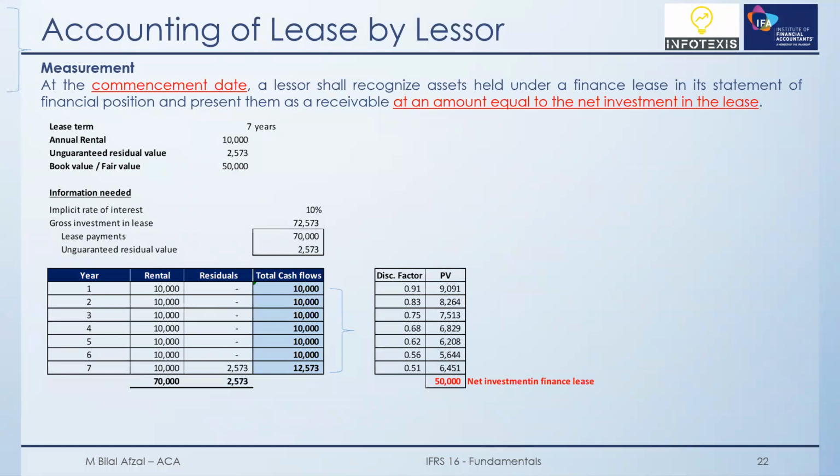So when we were doing accounting from the lessee point of view, what we did, we debited the right of use asset and credited what? The lease liability. In this case, it would be vice versa. Now, as this is a finance lease, the lessor would credit the fixed asset, whatever asset it has leased out to the lessee, and debit the net investment in the finance lease. Right? Now, how will we compute?